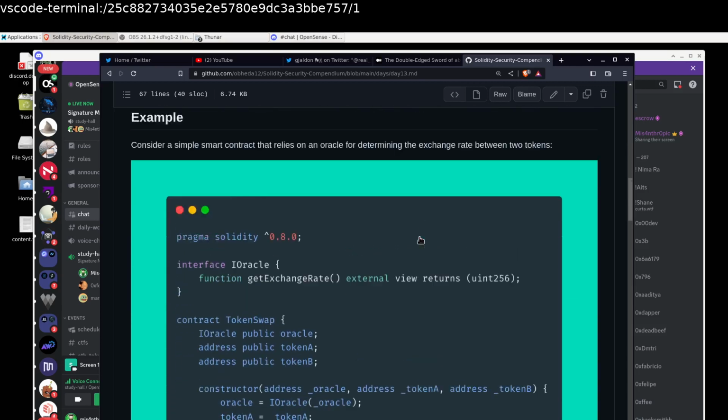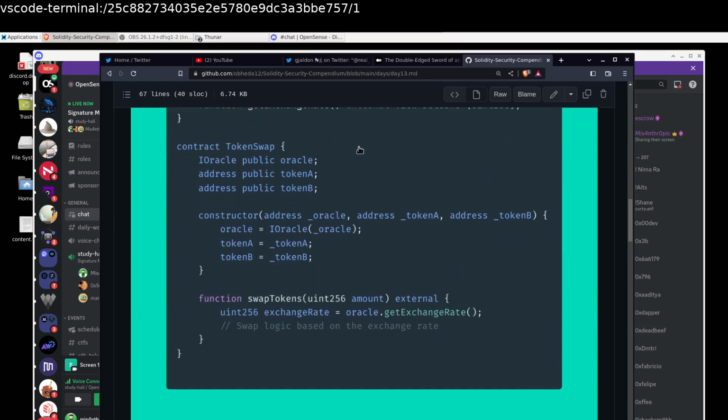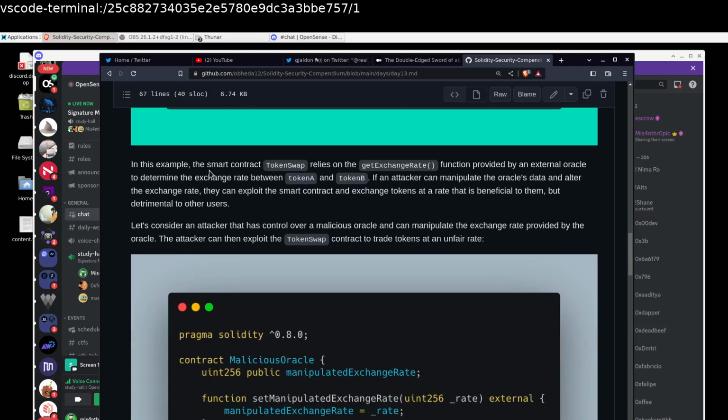Okay, let's take a look at the example here. So we have an interface for the oracle and a function to get the price. We have a simple DEX here with the oracle and both tokens. We put them in the constructor, and during the swap you pass in the amount and we get the price from the oracle. In this example, the smart contract token swap relies on the getExchange function provided by an external oracle to determine the exchange rate between token A and B.